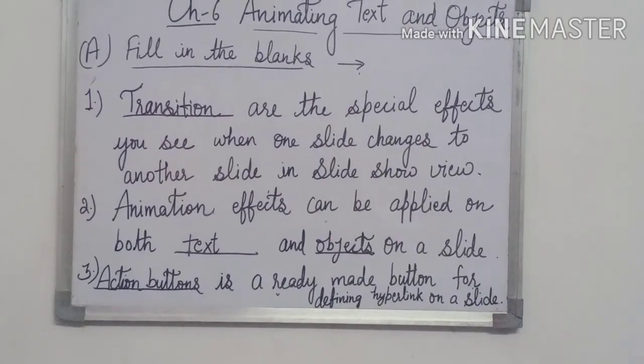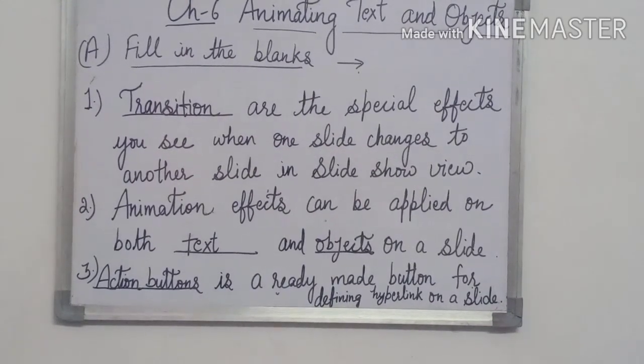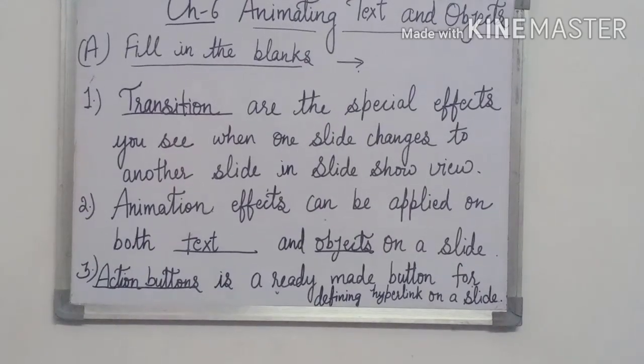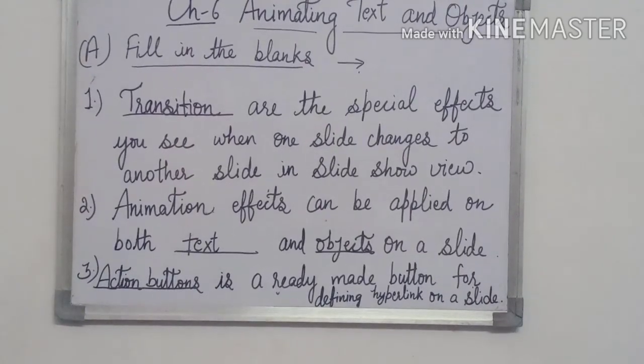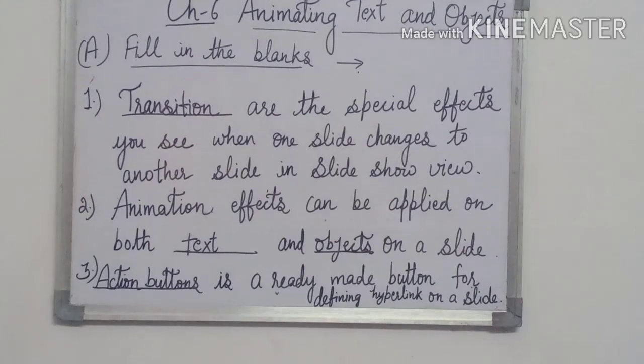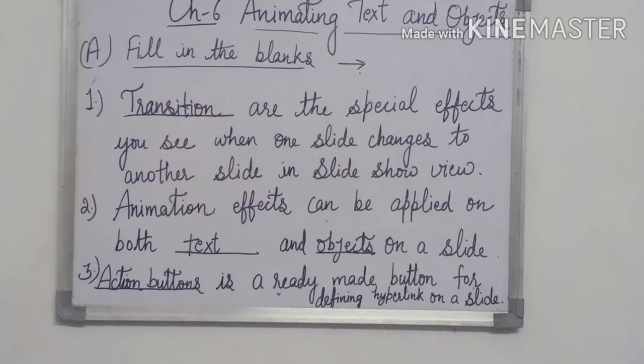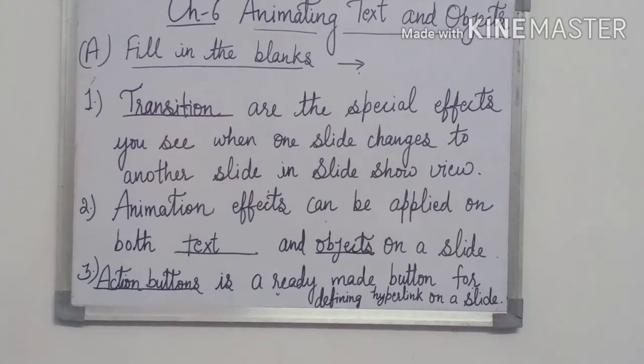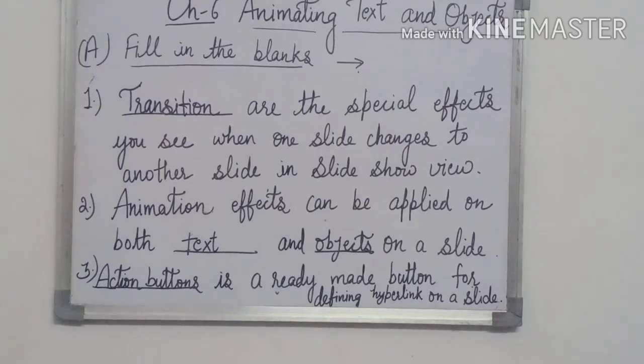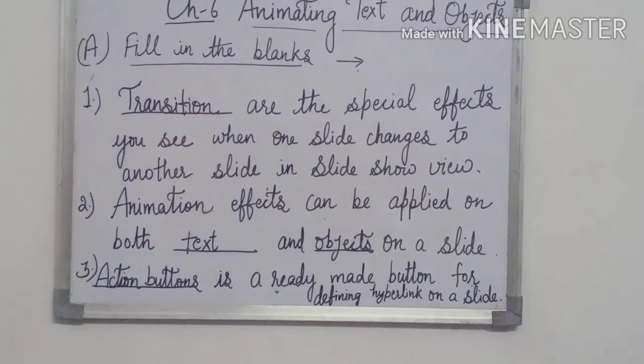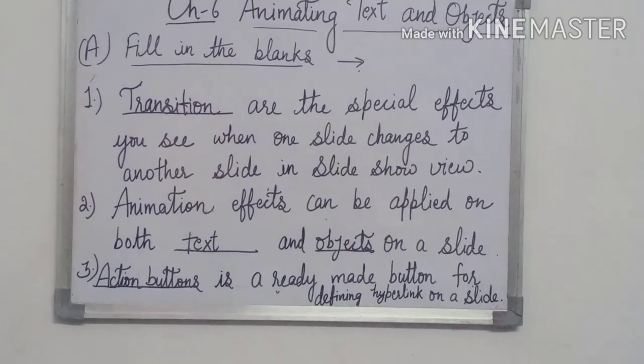So the action button is just a ready-made button. You have to just insert the button and apply an event on this. And this also gives a hyperlink on a slide. If you want to open any slide, then by clicking on this you can start that slide. So this is creating a hyperlink on a slide.